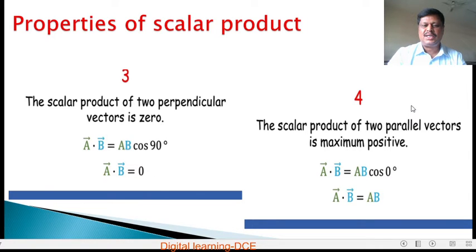The fourth property is that the scalar product of two parallel vectors is maximum positive. Parallel vectors means the angle between the two vectors is 0, and the value of cos 0 is 1. Since A dot B is equal to AB cos theta, here theta is 0, cos 0 is 1, 1 into AB is AB, and A dot B is equal to AB. This AB is the maximum positive value for two parallel vectors acting in the same direction.